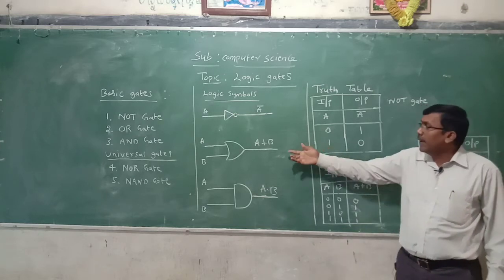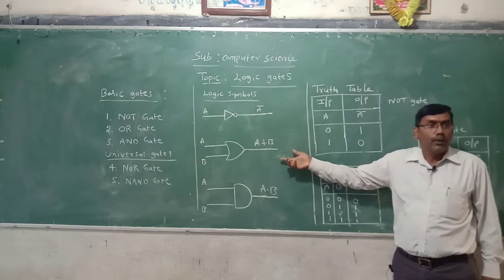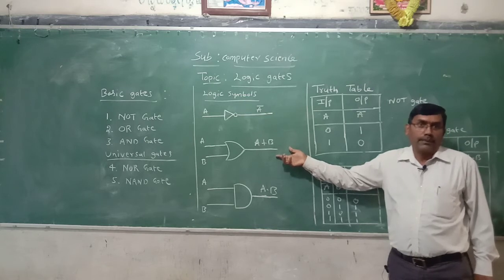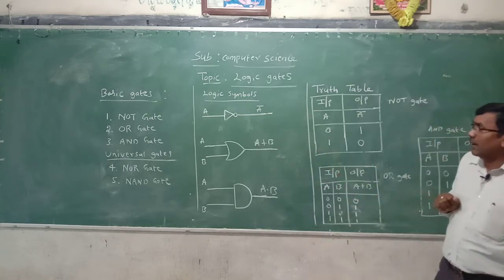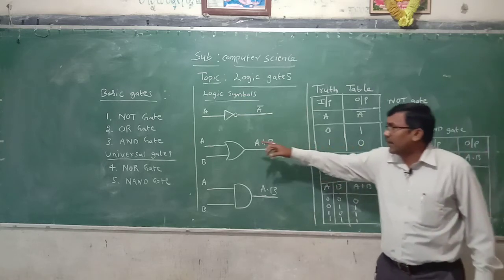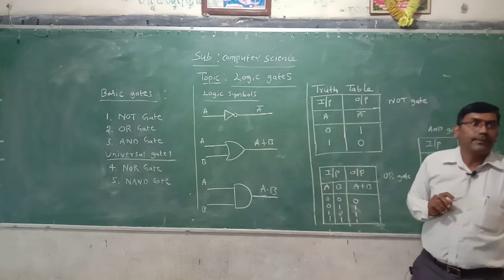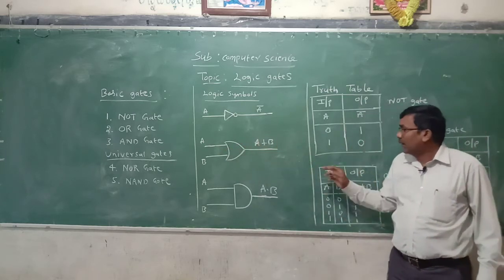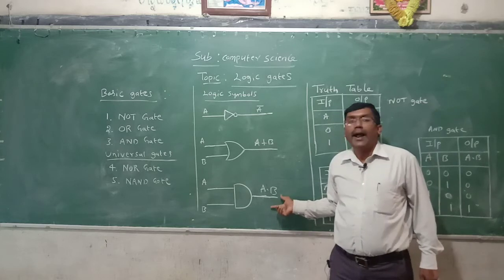OR gate may be 2 input, 3 input or 4 input. Similarly, another basic gate is there, called the AND gate. See, this is the logic symbol of the AND gate.